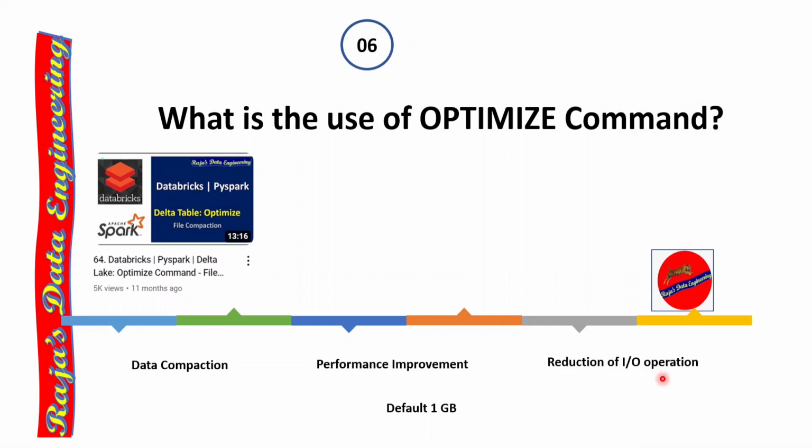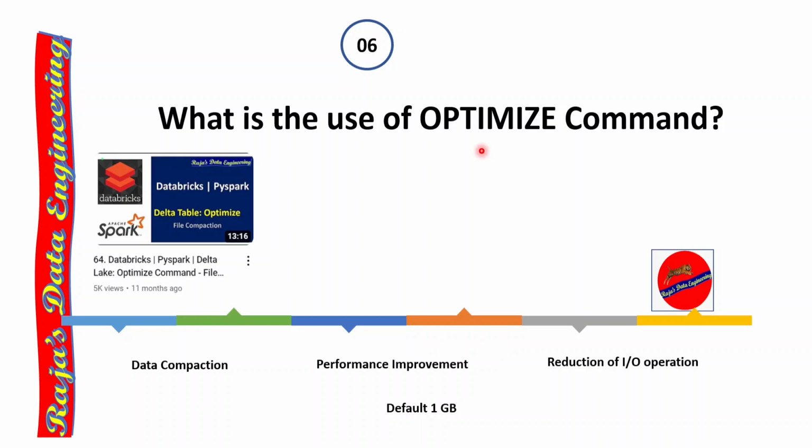What is the use of the optimize command? Again, I posted one video for this question, video number 67. In big data processing, especially in Databricks, whenever we are processing a huge amount of data, it keeps on creating many smaller size data files. When we keep creating small sized data files, it adds overhead to the processing engine because we have to maintain a huge amount of metadata also. So in order to avoid that, we can perform data compaction with the help of the optimize command.